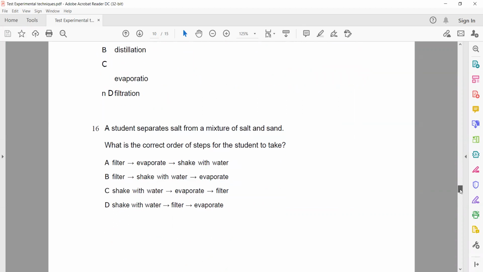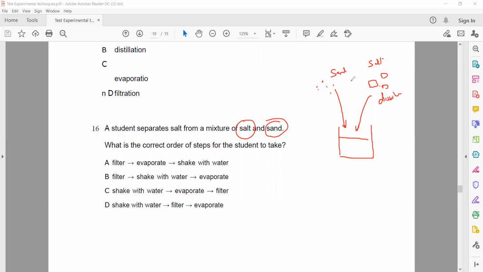And question 16, a student separated a salt from a mixture of sand and water. So the student has a mixture of sand and water. These dots are representing the sand particles, cubes are representing the salt. So first he should shake with water. When he adds water, the salt will dissolve and the sand will be left as a suspension in the mixture. So then we will do filtration.